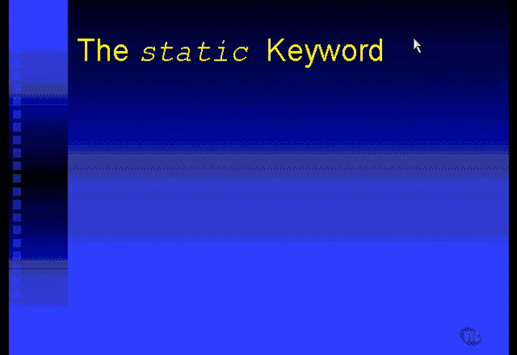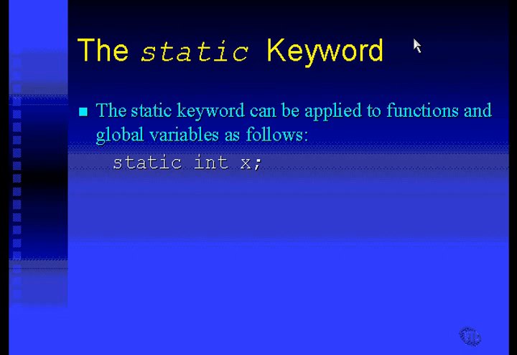There is a keyword in the C language called static. We can use the static keyword to give us some more options for the scope of various entities. Let's have a look at that. The entities that I'm referring to are functions and global variables.